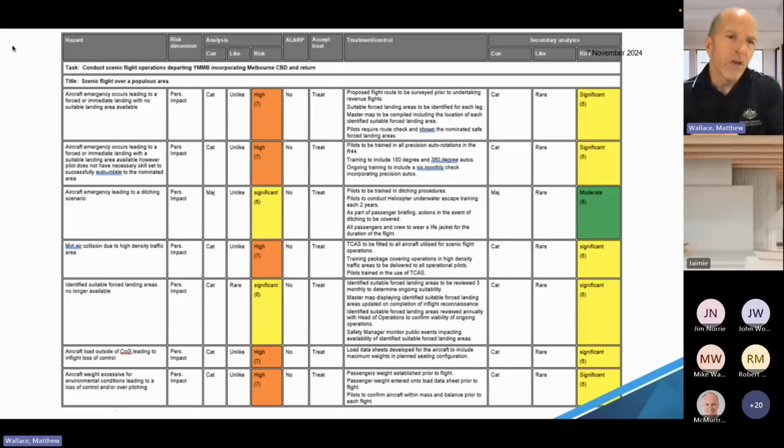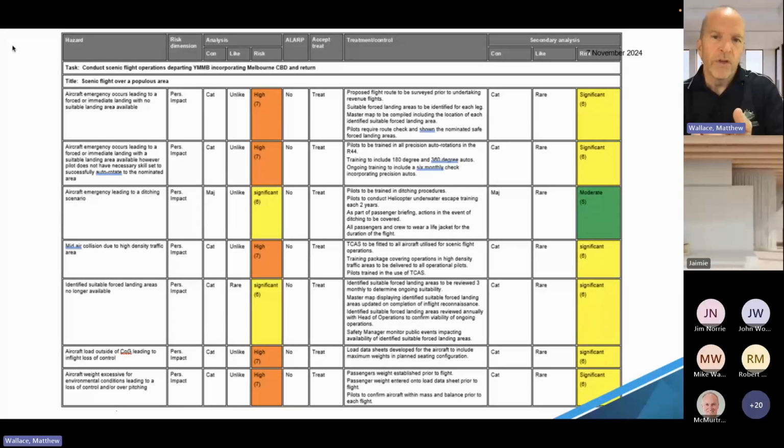So in this case, I'll just go for the top line. Aircraft emergency occurs leading to a forced or immediate landing with no suitable forced landing area. The impact is catastrophic if it happens, unlikely that it would happen. And so it's going to give us a risk level of, again, it's a subjective assessment, sitting as high. Do we accept that? No, we're going to put some treatments in place.